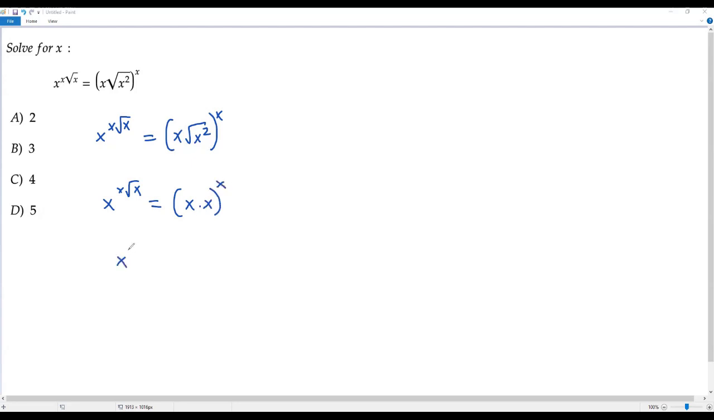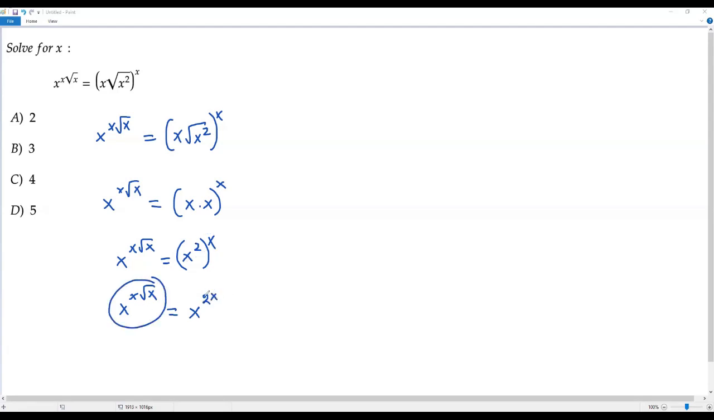So then we get x to the power of x times square root of x equals, when I multiply x and x, I'm getting x squared whole to the power of x. Okay, so we have base x and exponent 2, and for this complete stuff, again we have an exponent x. Whenever we have two exponents like this, we can multiply the two exponents. When I multiply 2 and x, I'm getting x to the power of 2x.